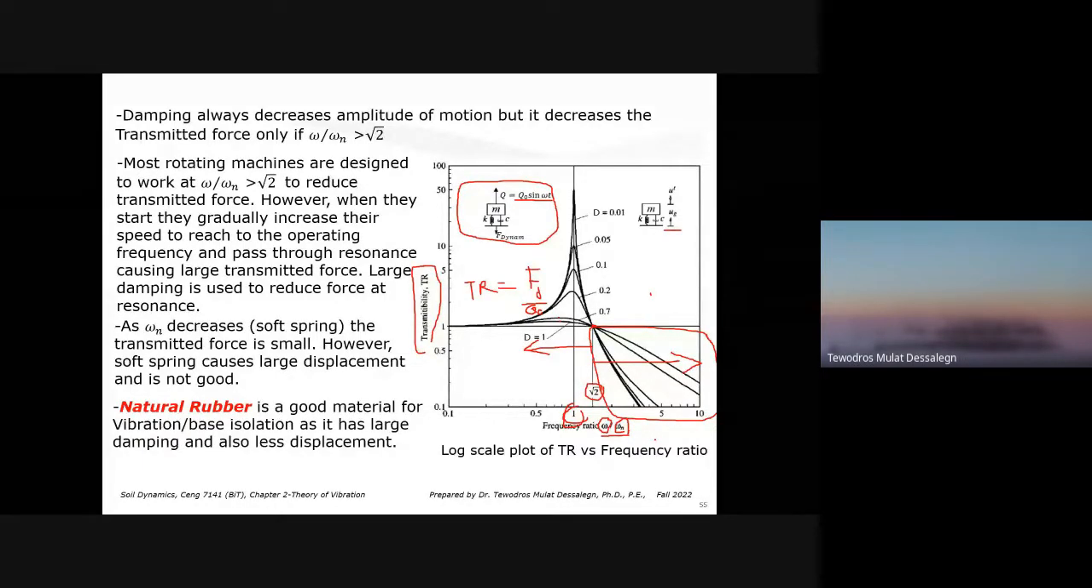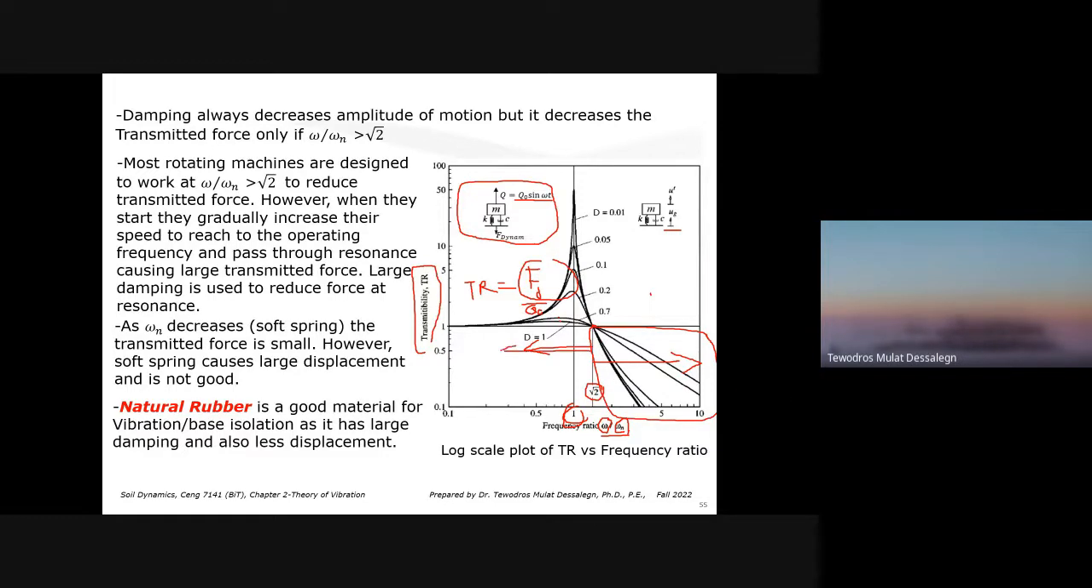When you design your mass spring system, your foundation system, make sure you design it beyond the square root of 2. Why? Because we want the maximum dynamic force to be less than the applied force. If we do it here, there are many problems. It can be resonance around this area. Around this area is the maximum force you'll have. You see these peaks. No matter how large damping you use, you still have significantly large force passing.